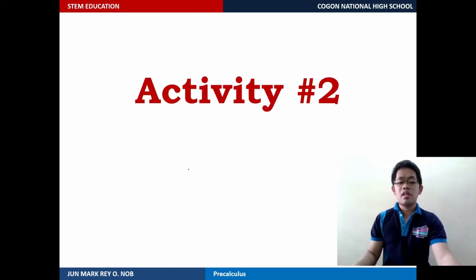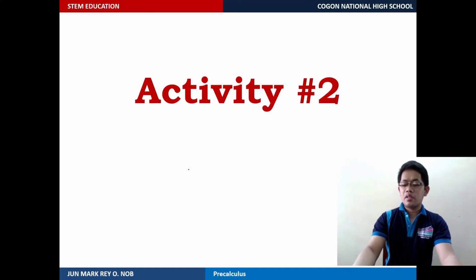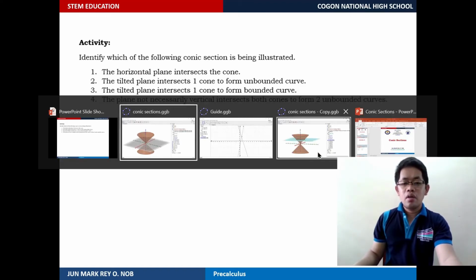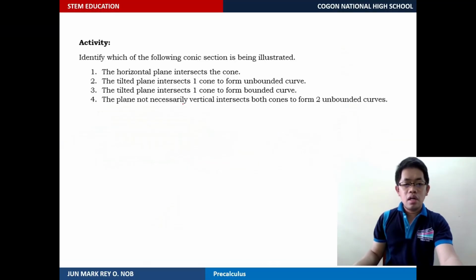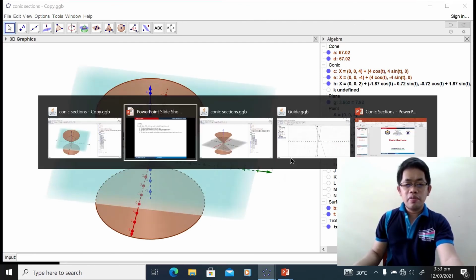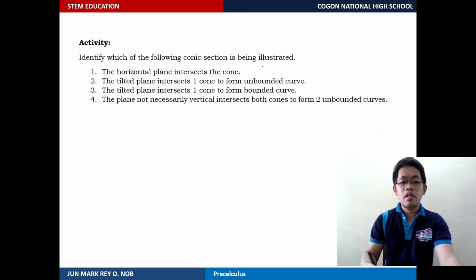So let us have here an activity just to refresh, or to test our understanding of the presentation. Our task is to identify what type of conic section is being illustrated per item. For number 1, when the horizontal plane intersects the cone. Okay, we can visualize this once again. When the plane is horizontal and intersects one cone, we can form a circle. So for number 1, we have here a circle.